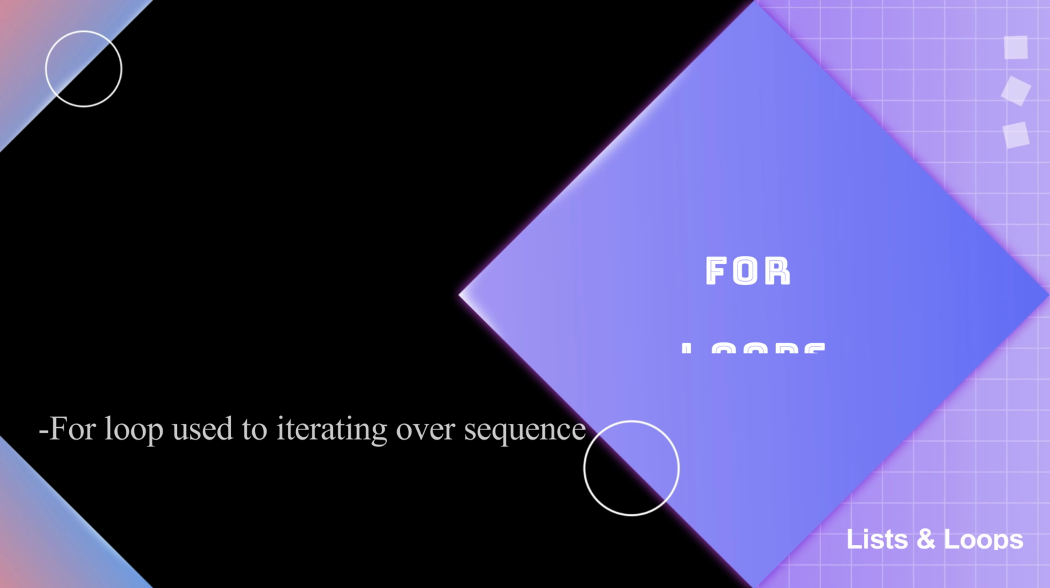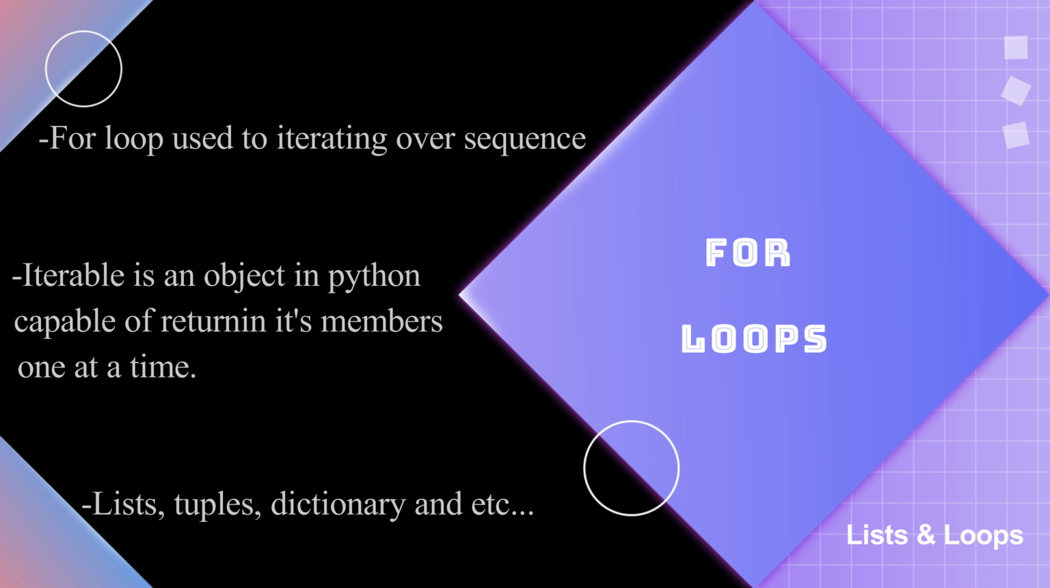For today's lecture, we have for loops. We use for loops in Python to iterate over a sequence. An iterable object in Python is an object that is capable of returning its members one at a time. It could be lists, tuples, dictionaries, strings, or whatever is iterable. For loops can go through and iterate over the values.